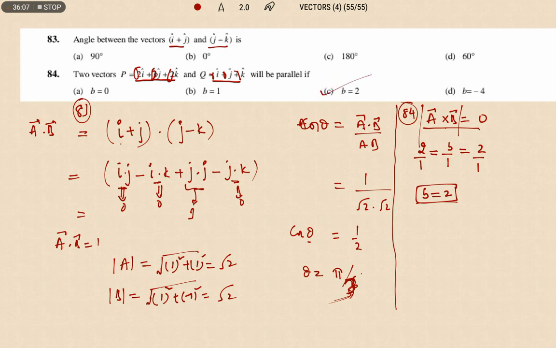So b equals 2. Okay, now these are some numericals based on the scalar and vector product.